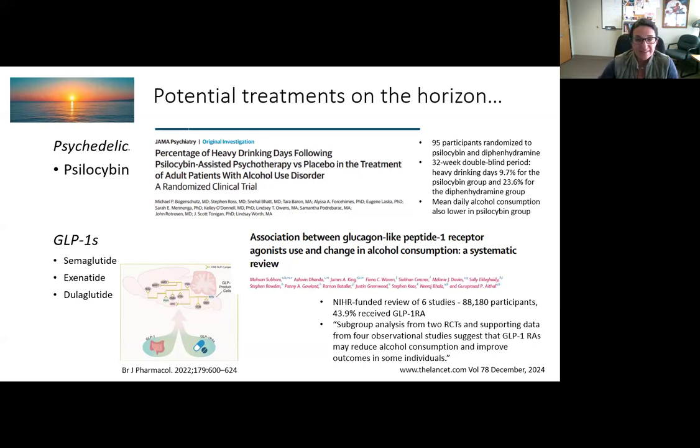This is a nice systematic review, and I just put it here so you could reference it, from the Lancet from just over a year ago, that looked at a large group of participants and showed the subgroup analysis. You can see there that from 2 RCTs supporting data from 4 studies, the GLP-1 receptor agonists may reduce alcohol consumption and improve outcomes in some individuals.